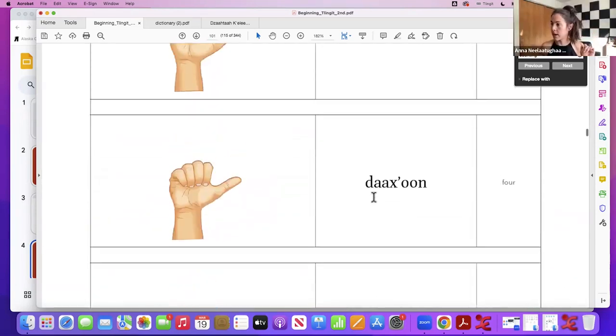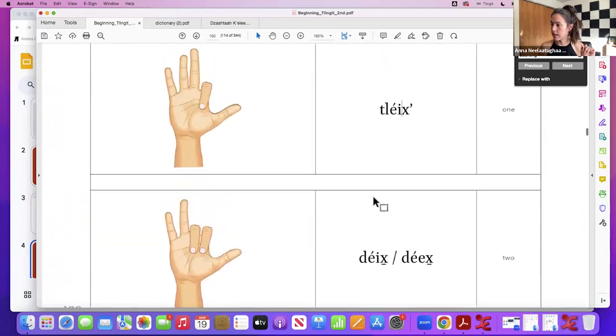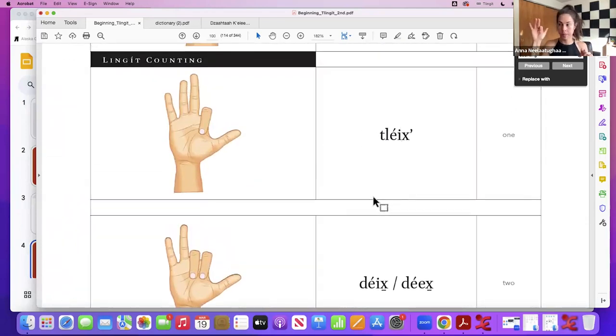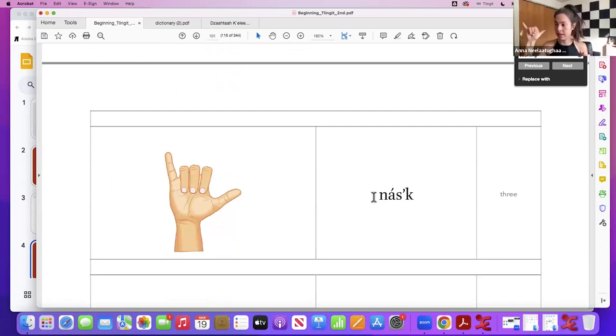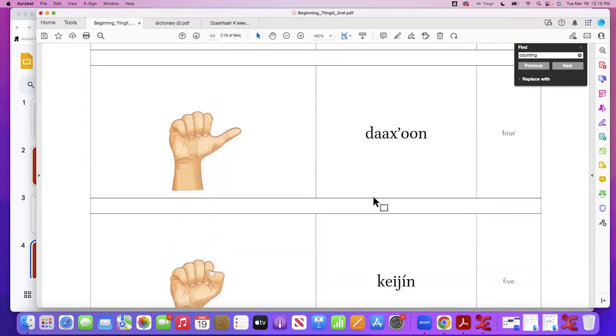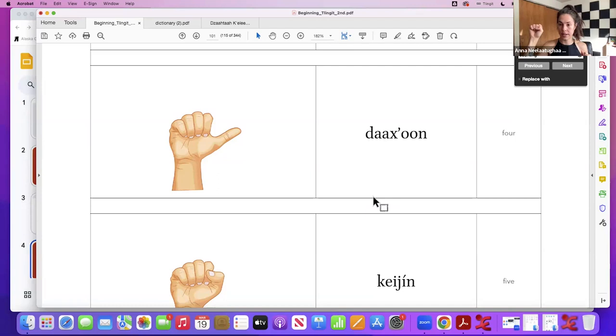So let's take it from the top, just these ones. Clay. Deeg. Nask. Dagoen. Cajun. Clé de chou.